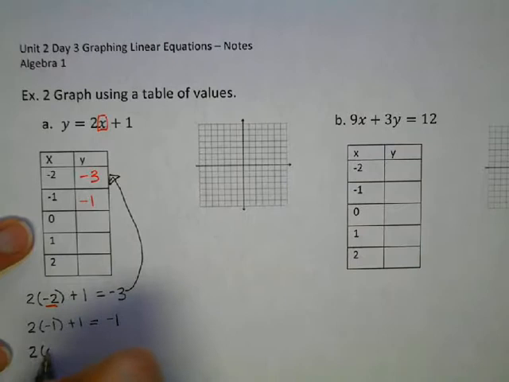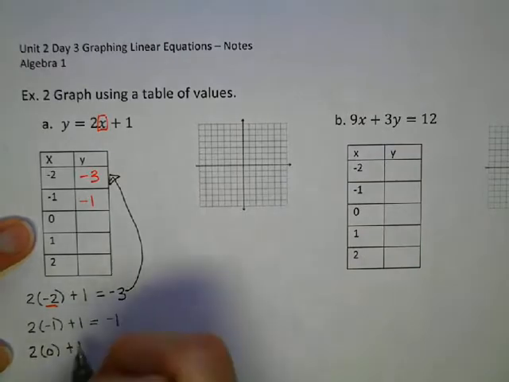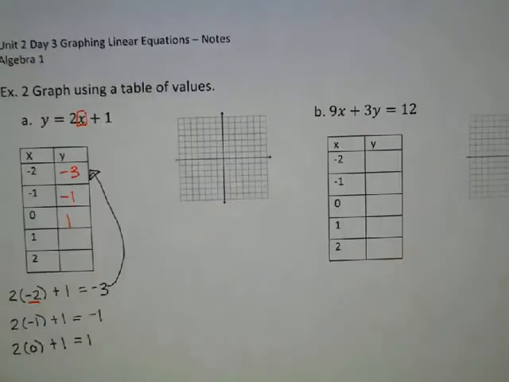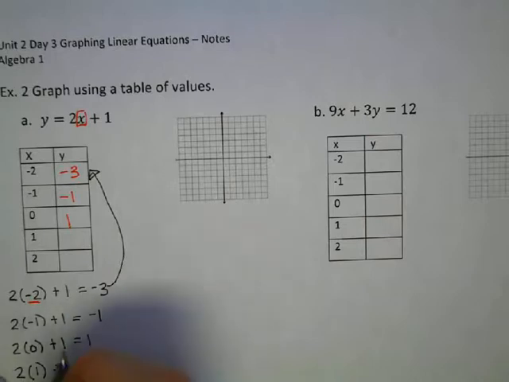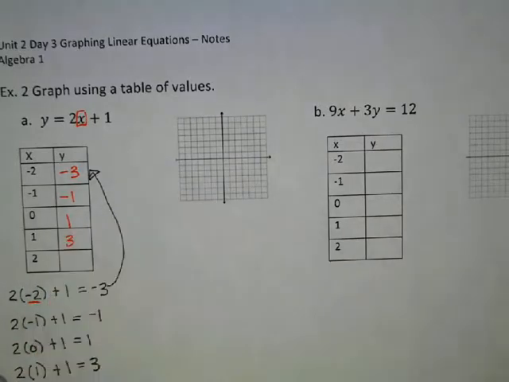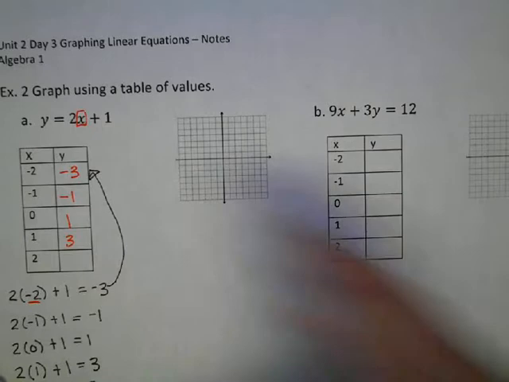Okay, let's try this one. 2 times 0 plus 1. Well, we know 2 times 0 is 0, plus 1 equals 1. Okay, let's try the next one. 2 times 1 plus 1. 2 times 1 is 2, plus 1 is 3. Plug in 2. 2 times 2 plus 1. That's 4 plus 1 equals 5.